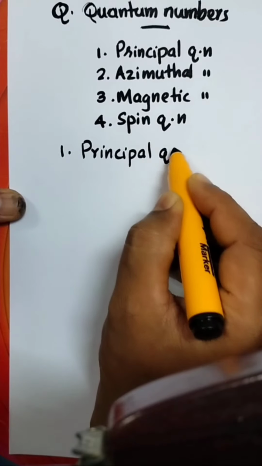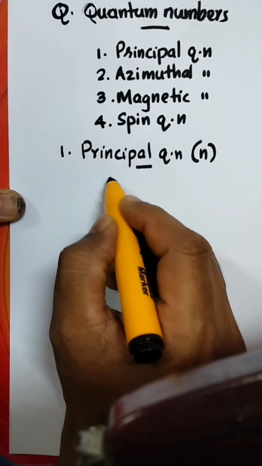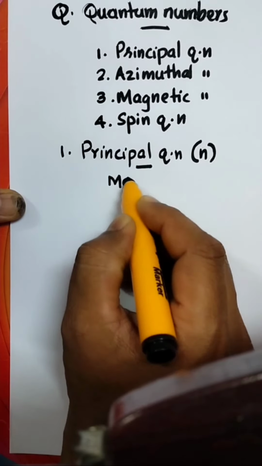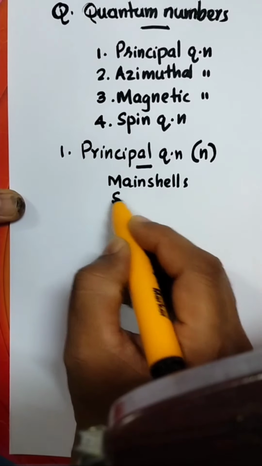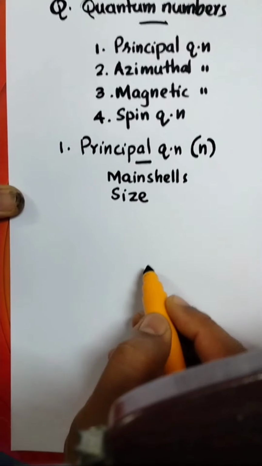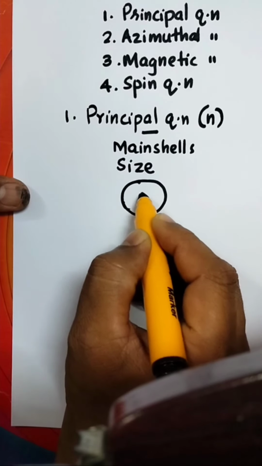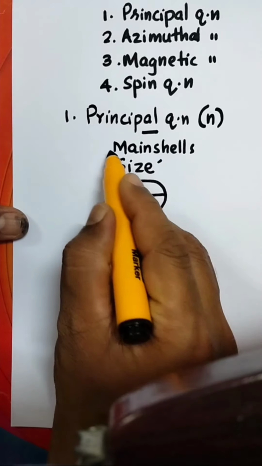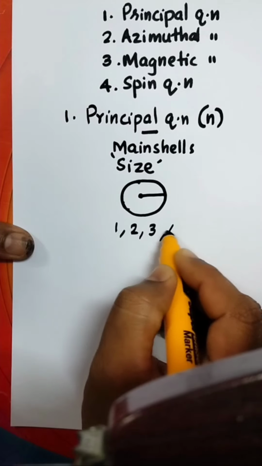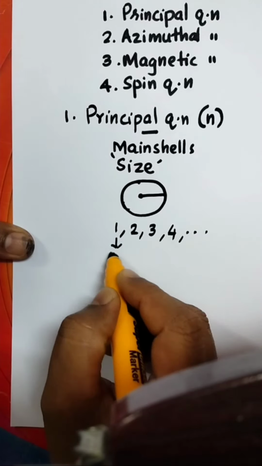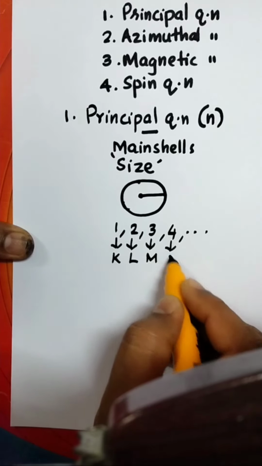First quantum number is principal quantum number. It is denoted by the letter n. It gives the idea of main shells or orbits. It also gives the idea of size of atom, or the distance from the nucleus to the outer shell of an atom. Its values are 1, 2, 3, 4, etc. 1 for K shell, 2 for L shell, 3 for M shell, and 4 for N shell.